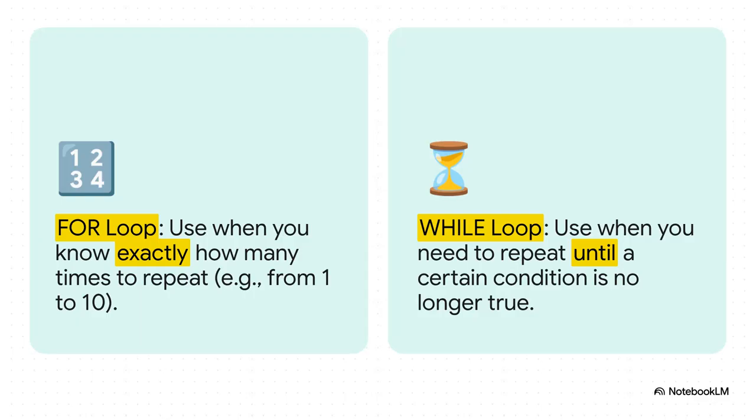And you gotta know which loop to use, right? A for loop is your best friend when you know exactly how many times you need to repeat something. Like, say, counting from 1 to 10. But a while loop, that's for when you don't know. It just keeps on going until some condition you've set is no longer true.